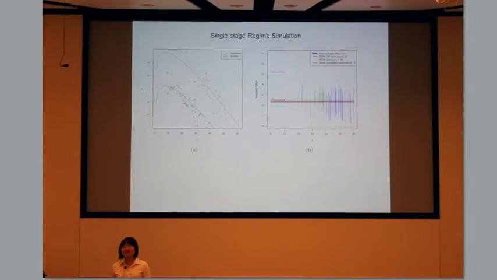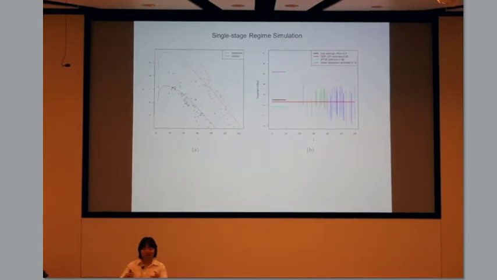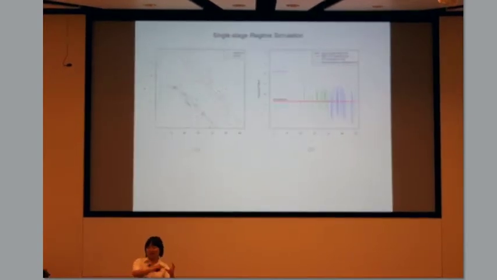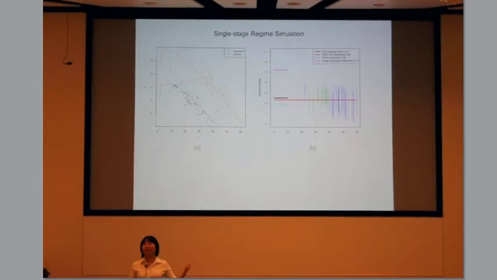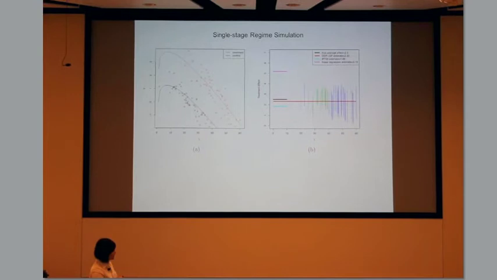So the second simulation. In the second simulation, we consider a simple example of estimating the treatment effect. We only consider one stage. In our motivating example, we have several stages, right? But here in the second simulation, we only consider one single stage.